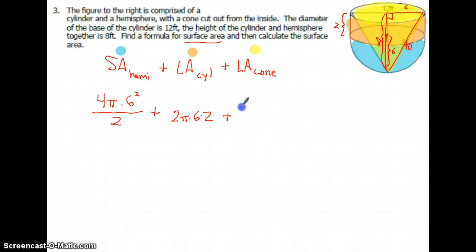Lateral area of the cone is half PL, half times 2 pi r. R is still 6. And the slant height I just figured out was 10. Cool problem. I wish I would have thought of this. Volume would have been a lot easier.